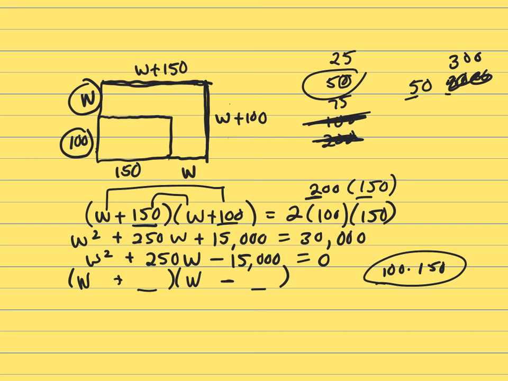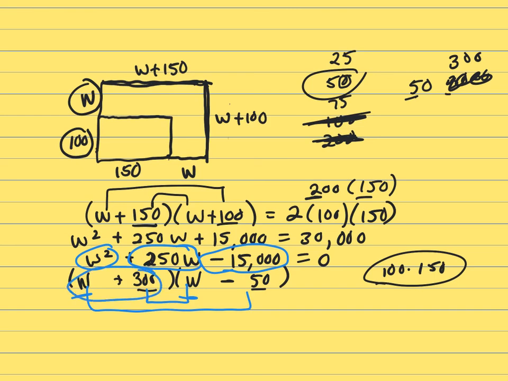And I want to have a positive difference of 250. That means a plus sign needs to be with the 300, and the minus sign needs to be with the 50. So let's check that. W times W is W squared. 300W minus 50W gives you a plus 250W, and 300 times a negative 50 will give you that negative 15,000.